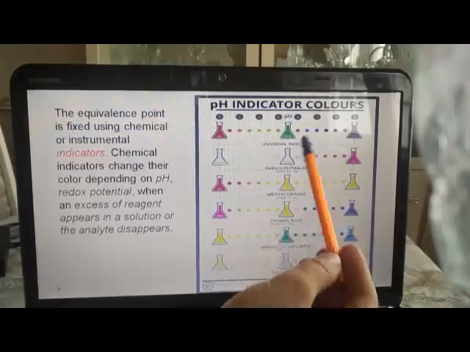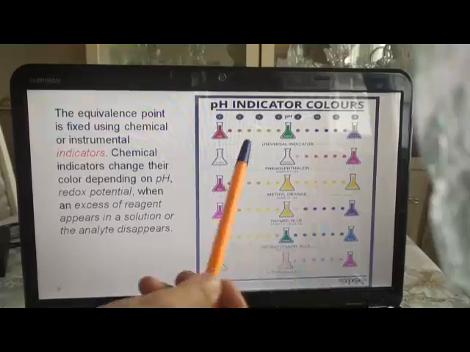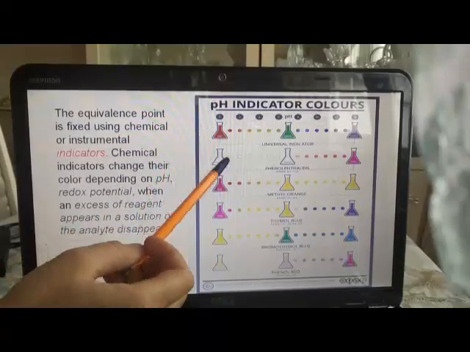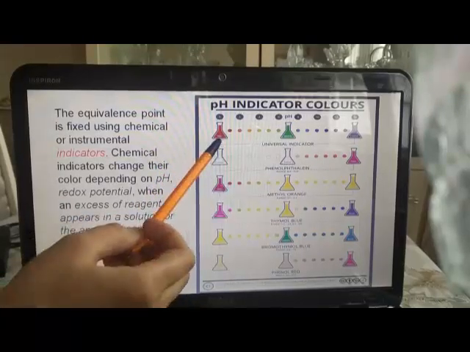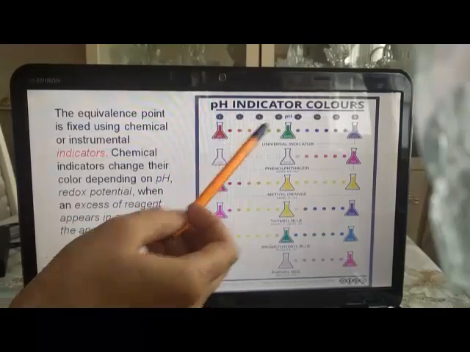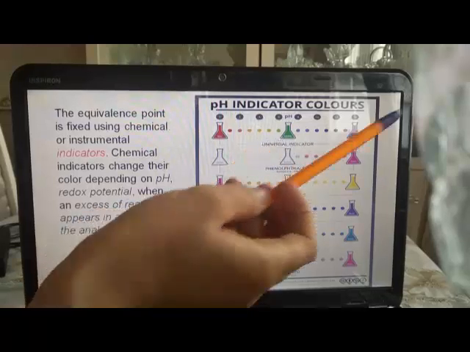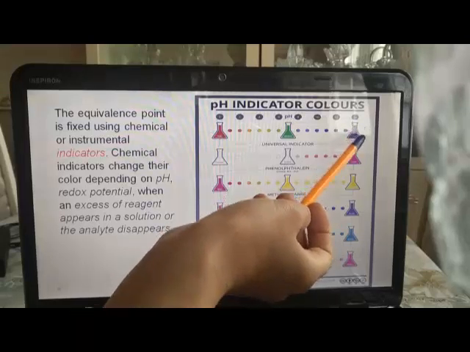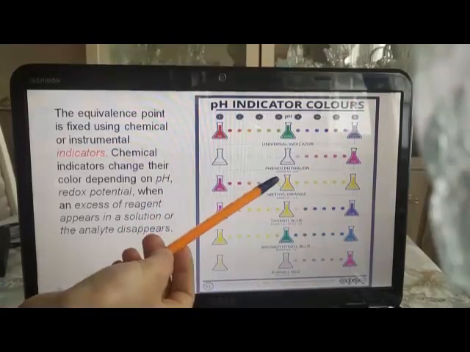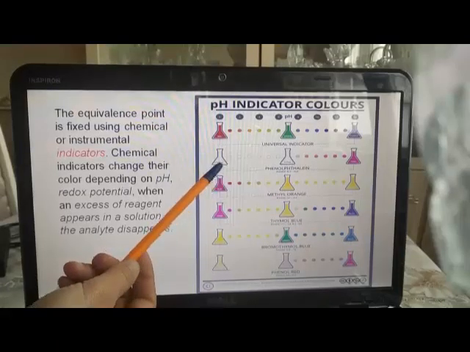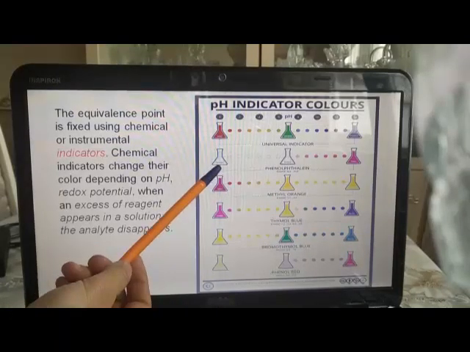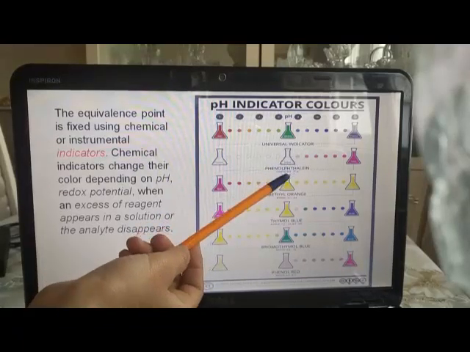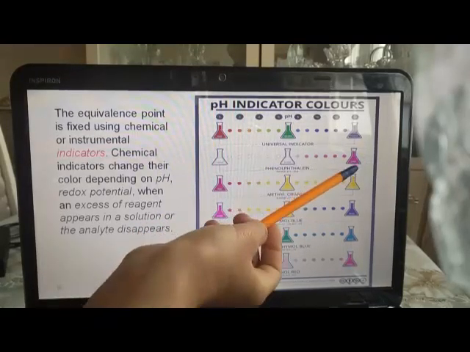which have different colors. For example, universal indicator in acidic medium is red. In neutral medium, it's green. In basic, alkaline medium, it is purple. Phenolphthalein, in neutral medium, is colorless. In acidic medium, it is colorless. In alkaline medium, it is purple.